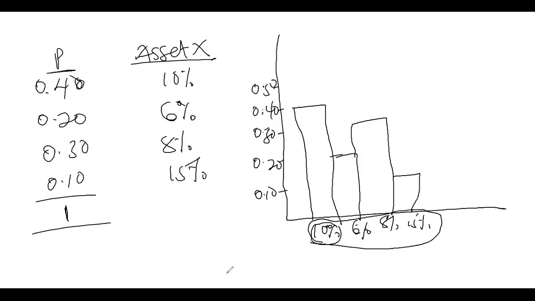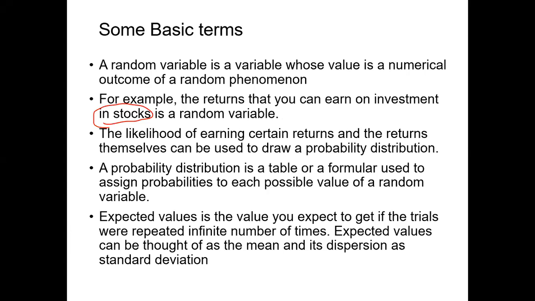Now, here, there are several methods, or there are several formulas, which enable us to assign probability to each possible value of a random variable. So there are tables and there are formulas which help us to do that. Now, if we have a probability distribution, we could compute the expected values from a probability distribution.